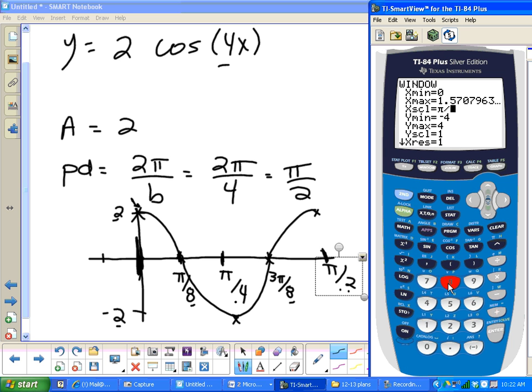Pi over 8, okay? And it'll change that to a decimal. Now, y min and y max, what are my y values that I need? I've got negative 4 and 4. Really, I need to be what? Negative 2 to 2.